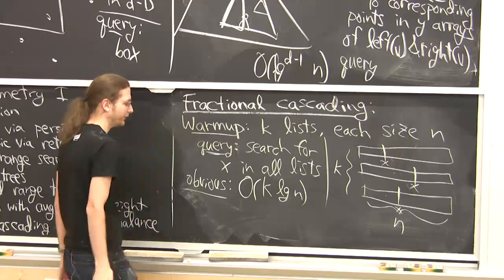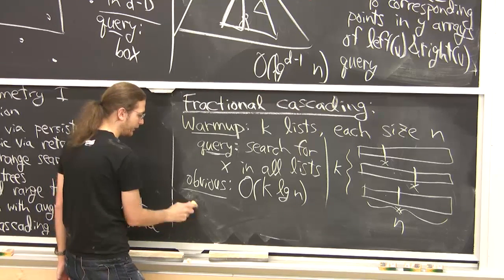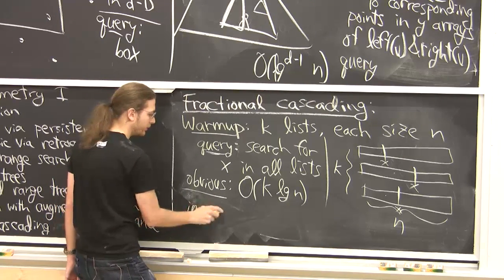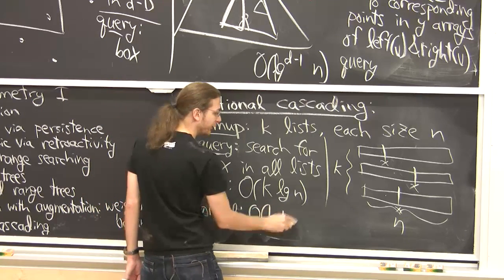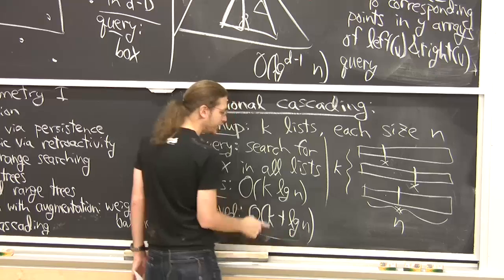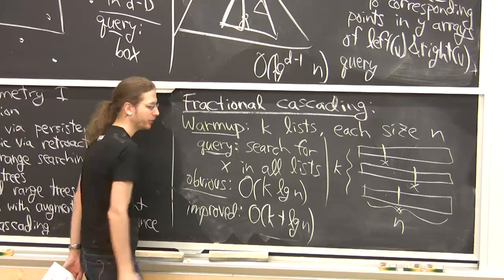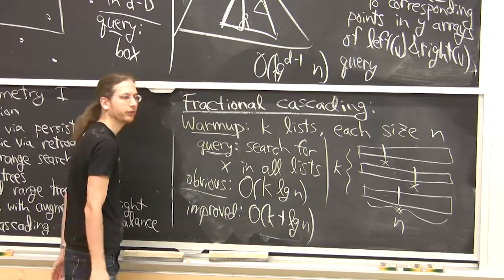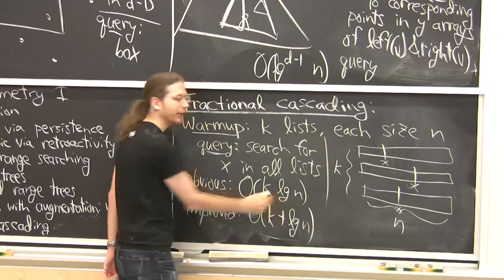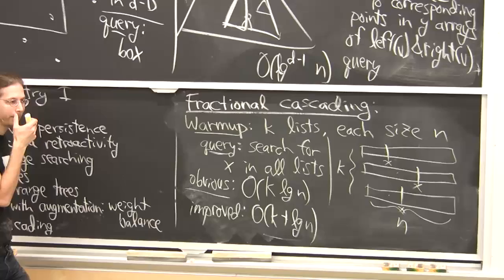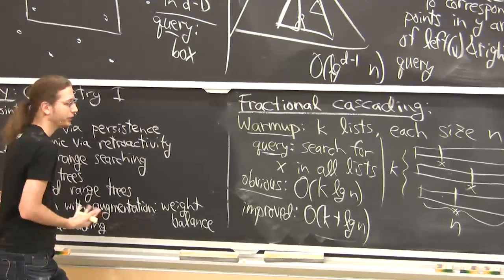But now fractional cascading comes in, and we can get the optimal bound, which is k plus log n. I need k to write down the answers. I need log n to do a search in one list. It turns out I can search in all k lists simultaneously and get all k answers in k plus log n time. It's kind of cool. And actually quite easy to do.